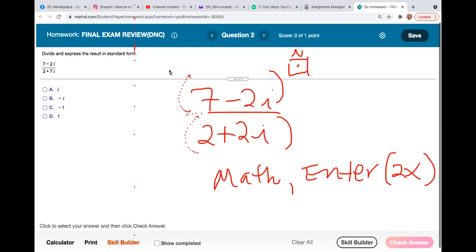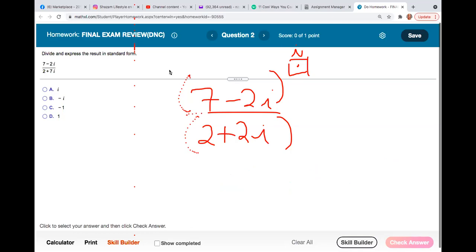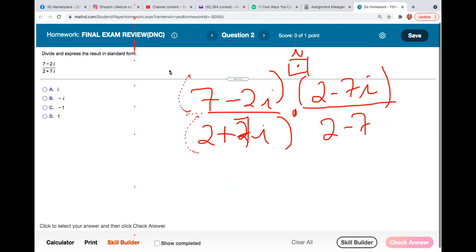So how do you do this without a graphing calculator? Without one, you have to find the conjugate of the denominator. Since the denominator is 2 plus 7i, I wrote the wrong thing, this is supposed to be a 7 here, we're going to find its conjugate. Its conjugate is going to be 2 minus 7i, and you're going to multiply both the numerator and denominator by 2 minus 7i.